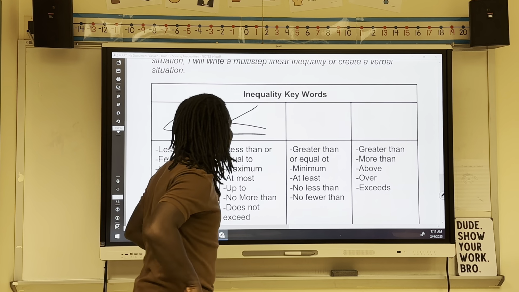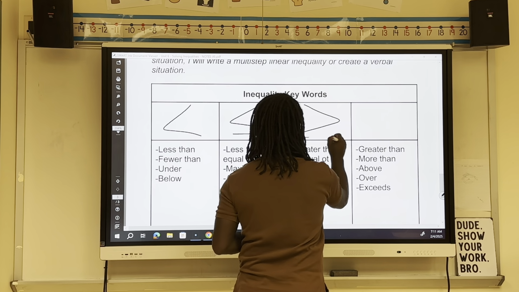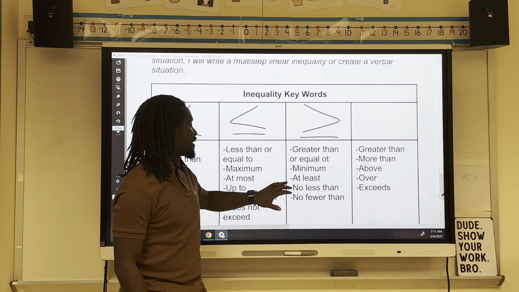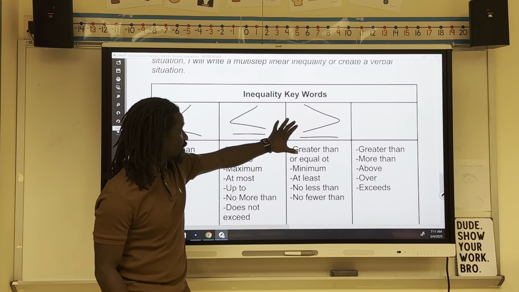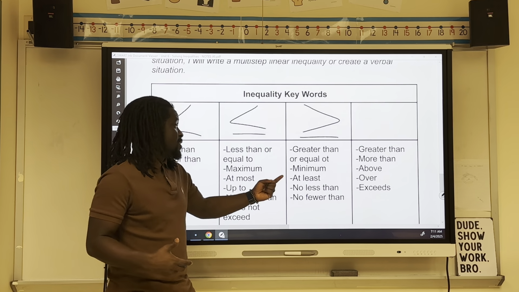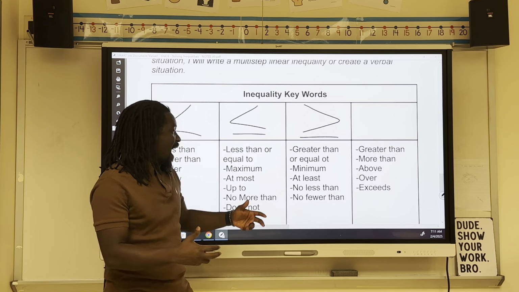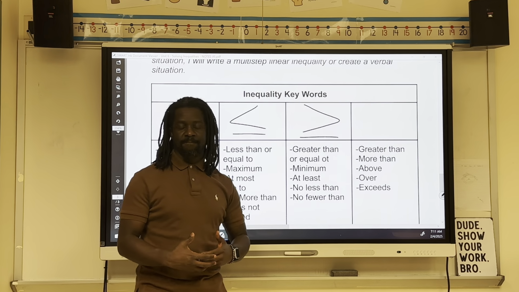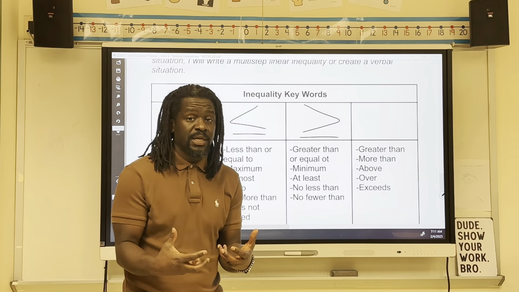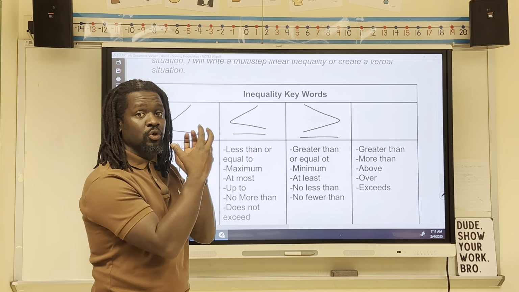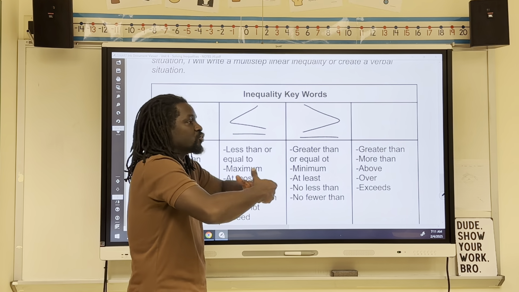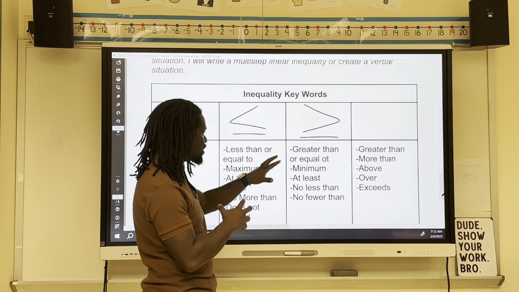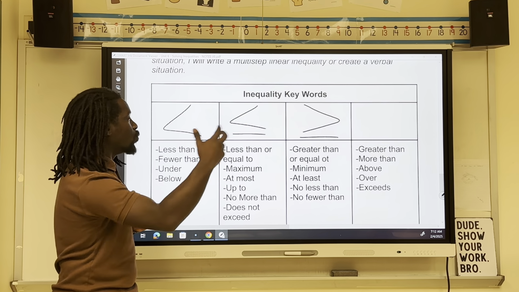All right, and then next, we have greater than or equal to. Terms that indicate that it is greater than or equal to are minimum, at least, no less than, no fewer than. Anytime you see all of those phrases, it's saying that whatever your value is, it must be greater than or equal to whatever the number is. So the unknown is greater than or equal to what we do know, the reference.